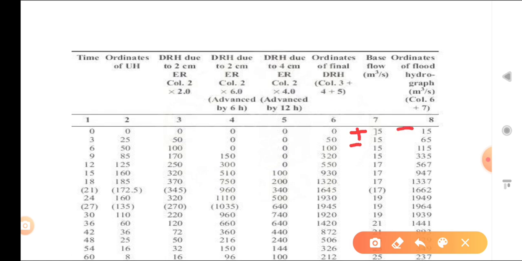Then what is the next? 50 plus 15, it will be 65. Similarly, 100 plus 15 will be 115. Then 320 plus 15 will be 335, and 550 plus 17 will be 567. Similarly, you can follow this process.